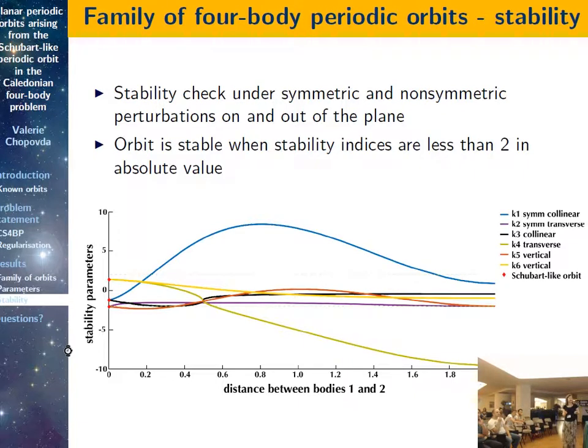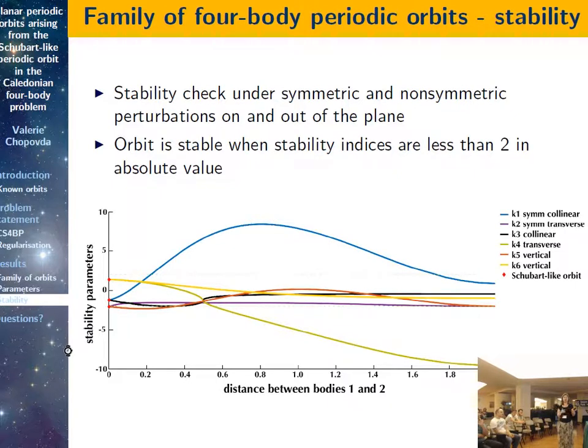And so what we can say is that the first Schubart-like orbit is unstable. That was also shown by my supervisor. And it's unstable vertically, and so the first orbits are unstable vertically. Then orbits are again unstable, but due to collinear perturbations. And the very last orbits are again unstable due to transverse perturbations.